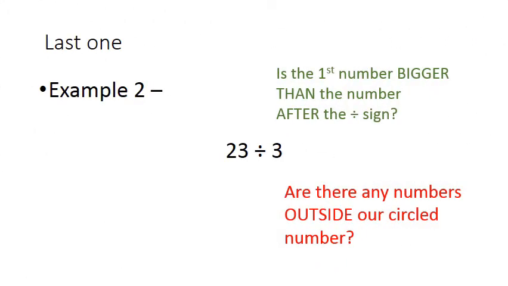Alright, last example, 23 divided by 3. We want to look to see if our first number is bigger than the number after the division sign. 2 is not bigger than 3, so I need to circle our first 2 numbers.